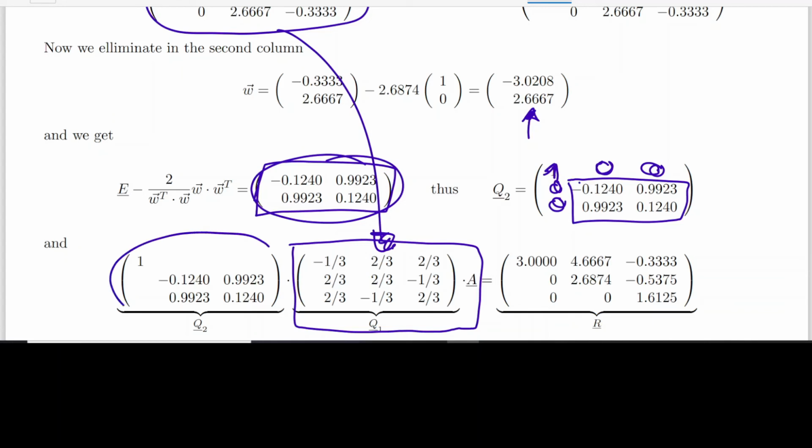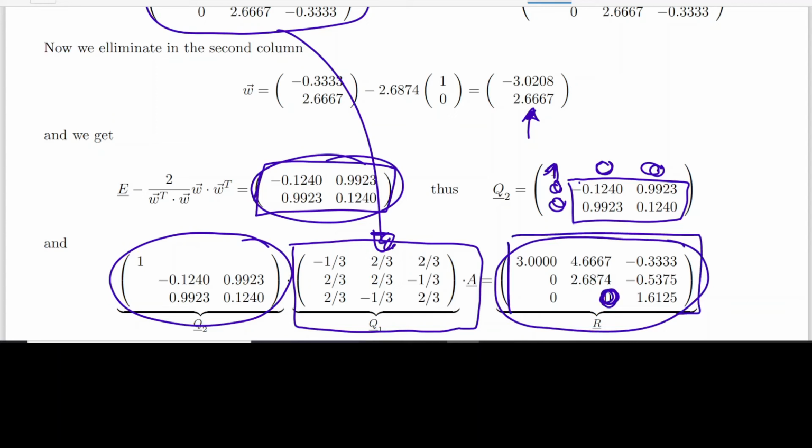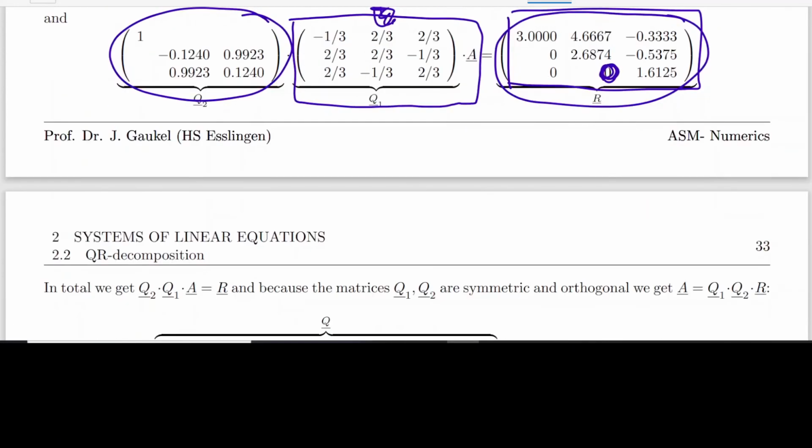Okay, take that matrix down to here, and then multiply with that matrix. It's also not so much fun doing it without electronic help, but then you will get that. And here we have the desired 0. And then the job is done. This matrix is upper triangular. And in total, we get Q1 times A, and then multiply with Q2 is an upper triangular matrix.